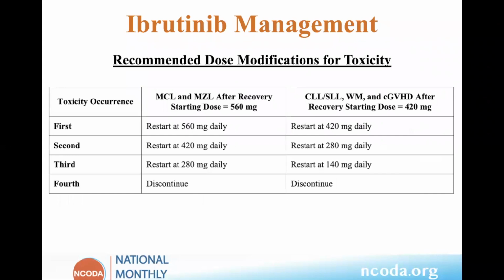Recommended dose modifications for toxicity. So on your first toxicity occurrence in the mantle cell and the marginal zone space, when your starting dose is 560, oh, I'm sorry, on your first occurrence, you're going to restart at 560. And then on your second occurrence, you're going to go down to 420, and then 280, and then discontinue. As far as the other indications where your starting dose is 420, you're going to go down to 280, down to 140, and then you discontinue thereafter.